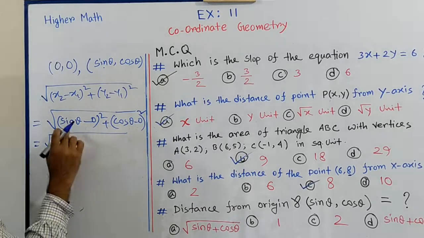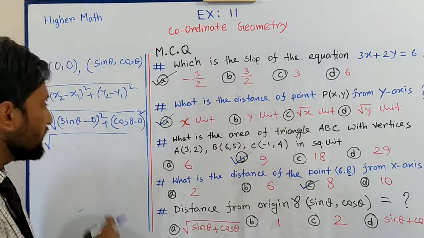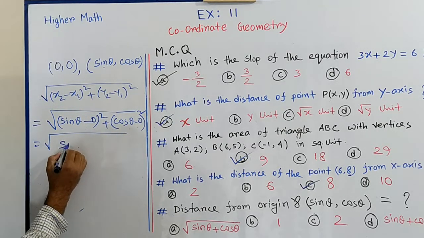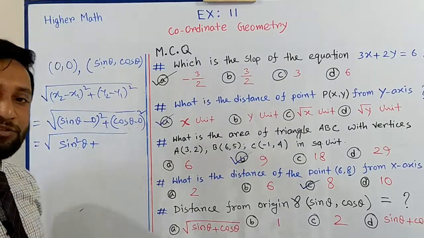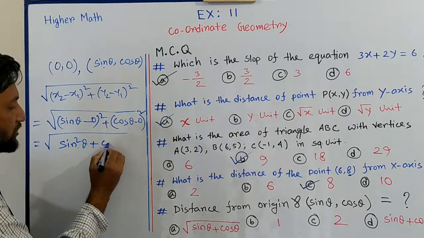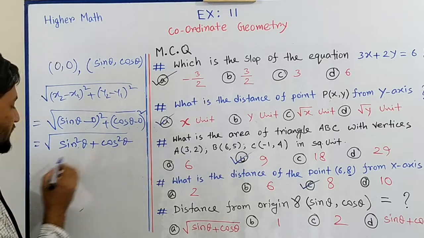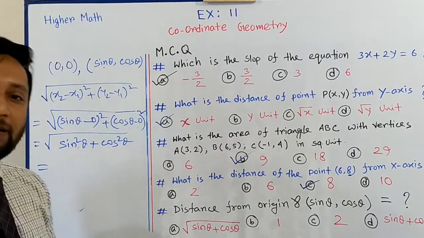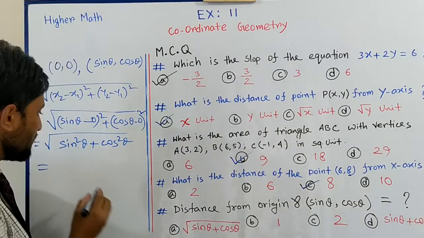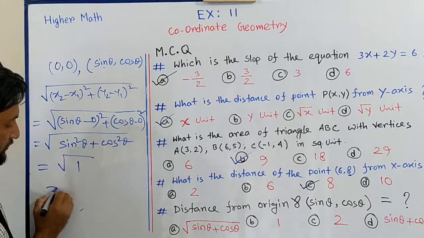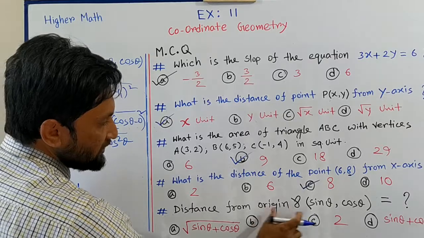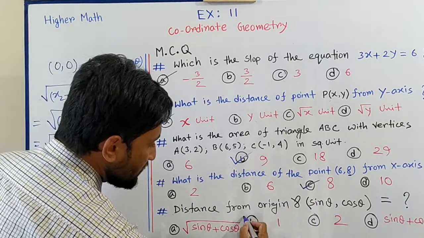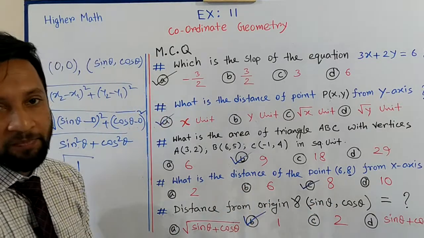So here see that sin theta minus 0 means sin theta, so sin theta square means sin square theta. Then plus cos theta minus 0 means cos theta, so whole square means cos square theta. We know the identity sin square theta plus cos square theta is 1. So root 1 equals 1. So the distance of the origin and (sin theta, cos theta) is 1. That is answer B.